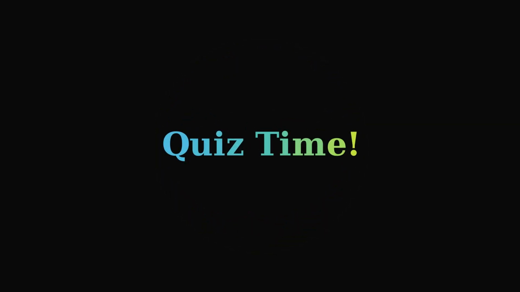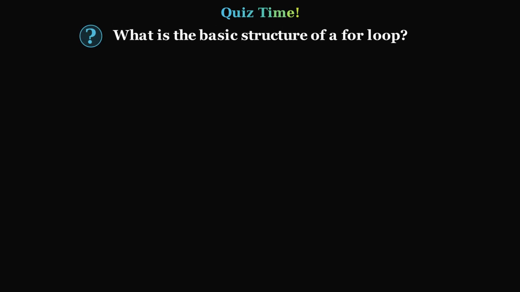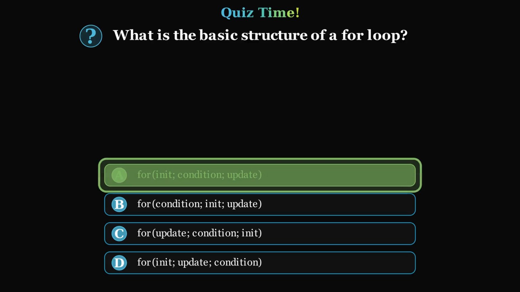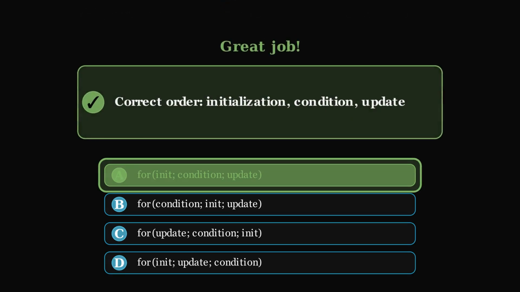Quiz time. Test your understanding. What is the basic structure of a for loop? Which one is correct? The correct answer is correct order. Initialization, condition, update.